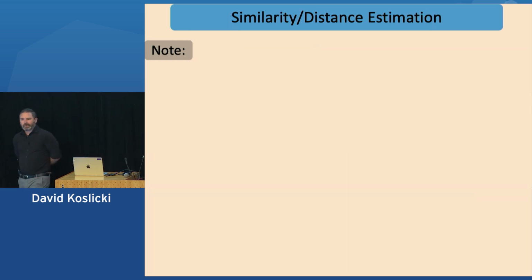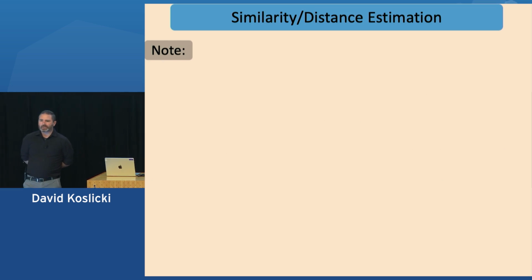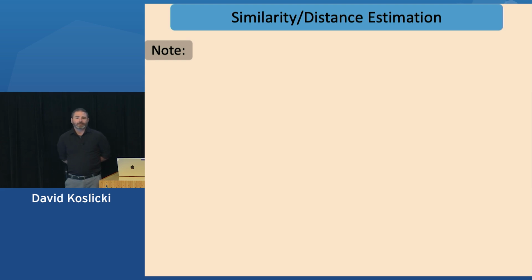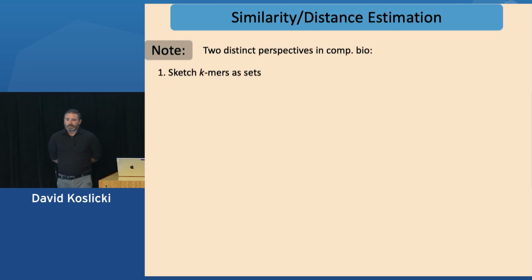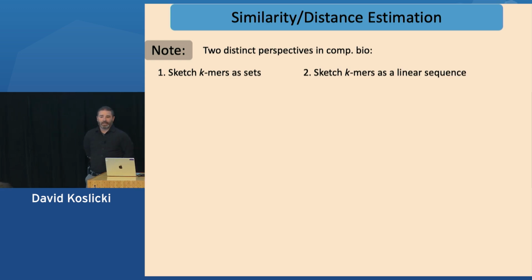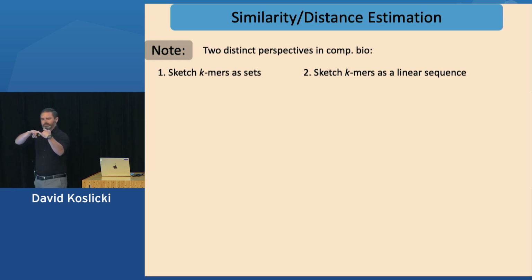One note, because we've already heard a little bit about sketching, and thank you, Czar, for talking about minimizers earlier, I wanted to draw a distinction between two different ways these sketching approaches are applied in computational biology. So one perspective is sketching k-mers as sets. The other perspective is sketching k-mers as a linear sequence. And it's subtle but distinct because one approach, particularly the one on the left, completely destroys linearity location information, whereas the second approach tries to preserve it.